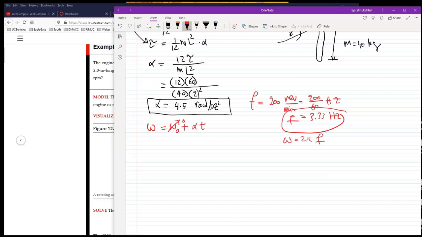So in this case, I can just quickly put it here. So that will be 2 pi f equals alpha t. So therefore, t is equal to 2 pi f over alpha. That's it. I'm done with the problem, really.